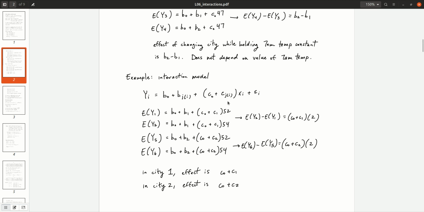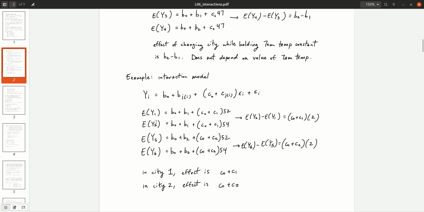So j of i means the same thing here as it does here. This just indicates which city you're in for the ith observation. And you can already see from this that something's different. The thing that you can see is different is that the slope depends on the city. So that's your first clue that this is not going to be an additive model. But let's go through the math and see what happens.